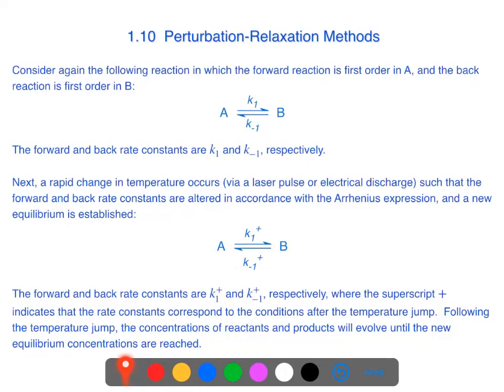your sample very quickly. If we can do that such that the forward and back rate constants are altered in accordance with the Arrhenius expression, a new equilibrium is established. And so we will use these superscripts plus to indicate that the rate constants correspond to the conditions after we've changed the temperature, after the temperature jump. So following the temperature jump, the concentrations of reactants and products will evolve until new equilibrium concentrations are reached.